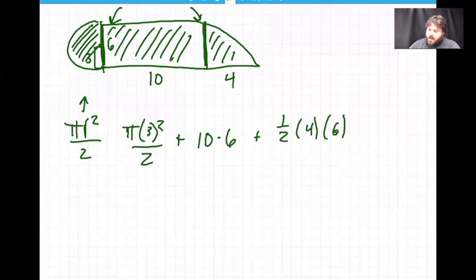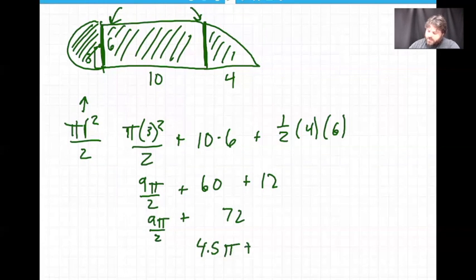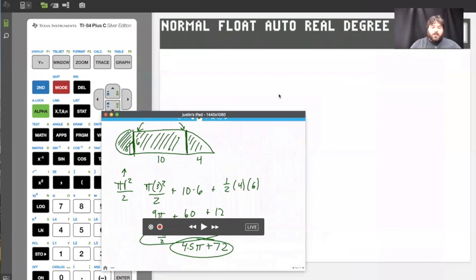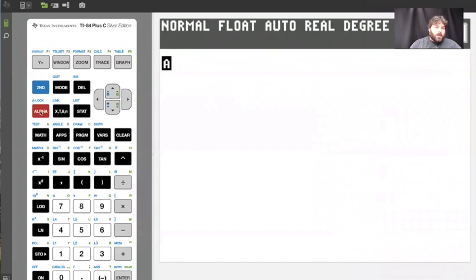3 squared is 9. So you get 9 pi over 2 plus 60 plus 12. So you get 72 plus 9 pi over 2. So they could say 4.5 pi plus 72. They could say 9 pi over 2 plus 72. They could multiply that out to be a decimal, right? Don't forget 9 pi over 2, it's a fraction.